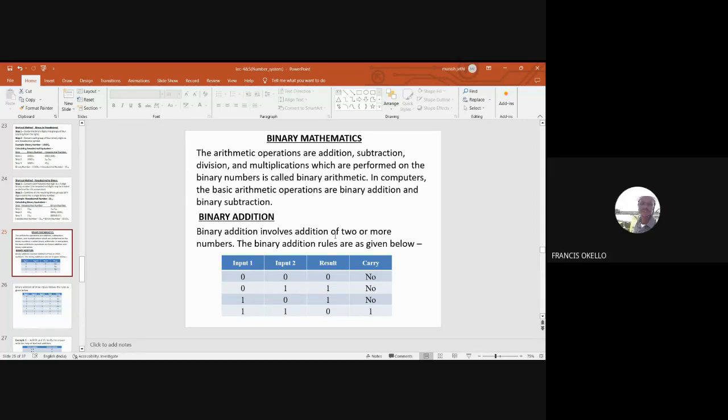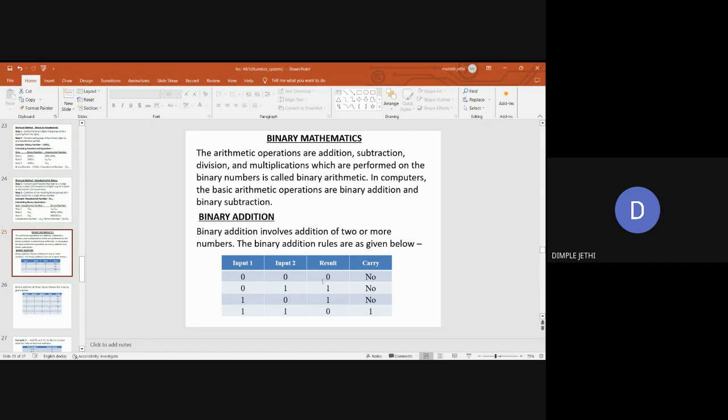Yeah, so when we have 0 plus 0, the result will give us 0 and no carry. And then 0 plus 1, it gives us 1. And then 1 plus 0, it will give us 1. And then 1 plus 1, it will give us 0 and carry is 1. Yes, carry is 1. This is the main thing, right?